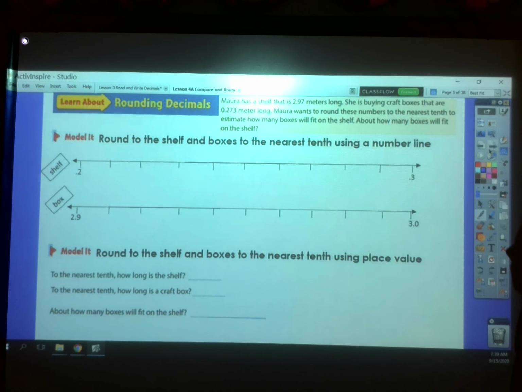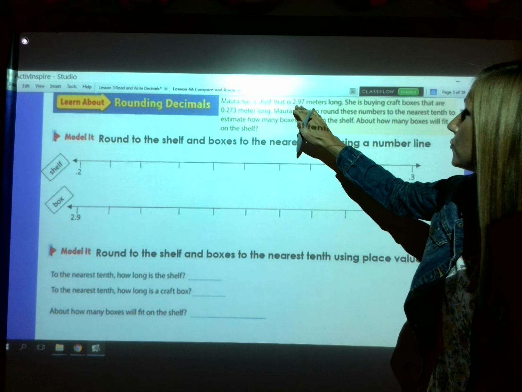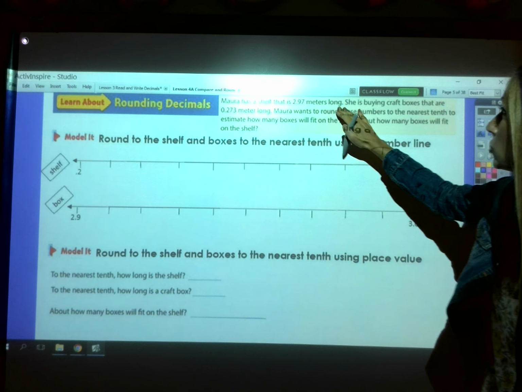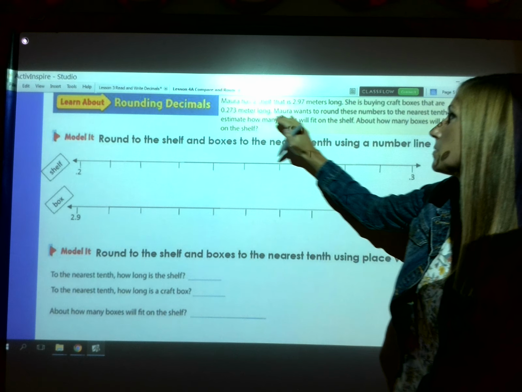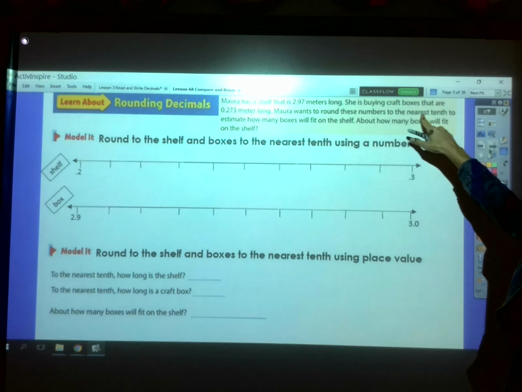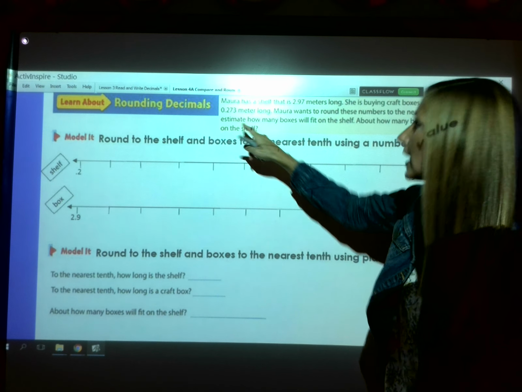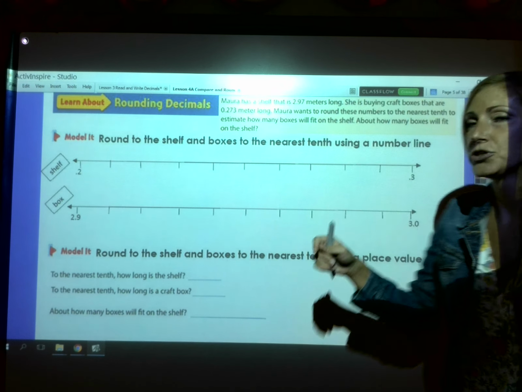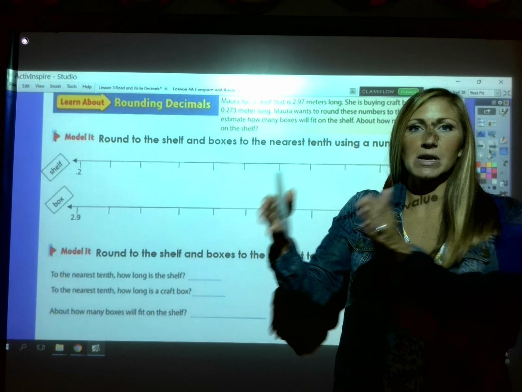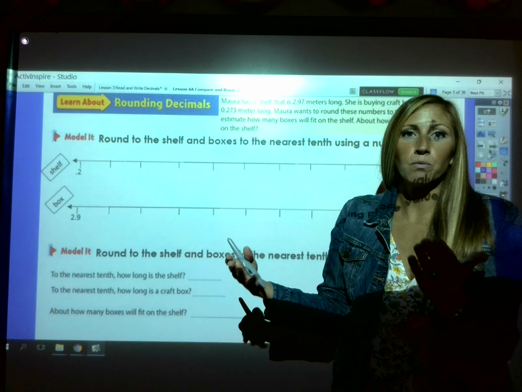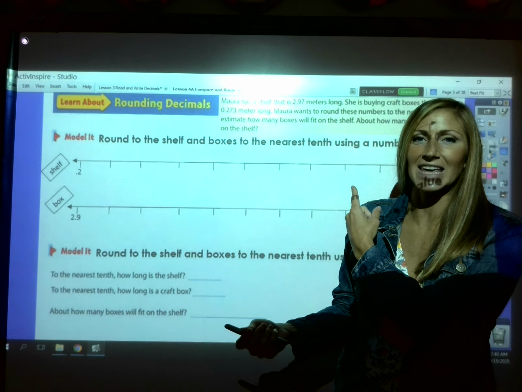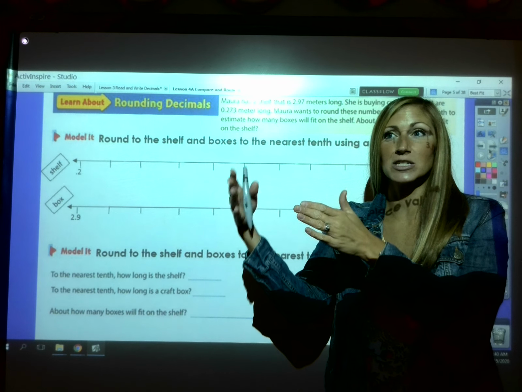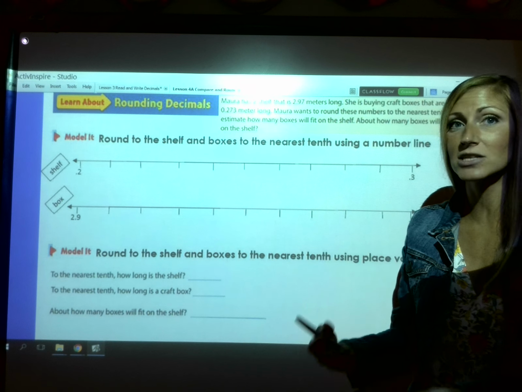So for this particular question, we have Mara has a shelf that is 2 and 97 hundredths of a meter long. She's buying boxes that are 273 thousandths of a meter long. Mara wants to round these numbers to the nearest tenth to estimate how many boxes will fit on the shelf. So she has this shelf and she wants to figure out how many boxes can fit, right? Can you imagine setting up a store and the trial and error you would do if you didn't think about this? You would be just trying to fit all these boxes and you might not have the right amount of space or the right amount of shelves.